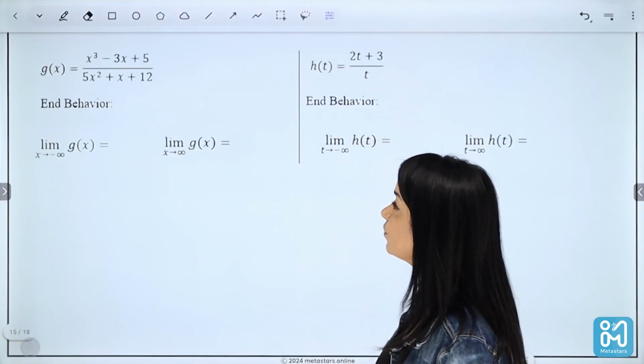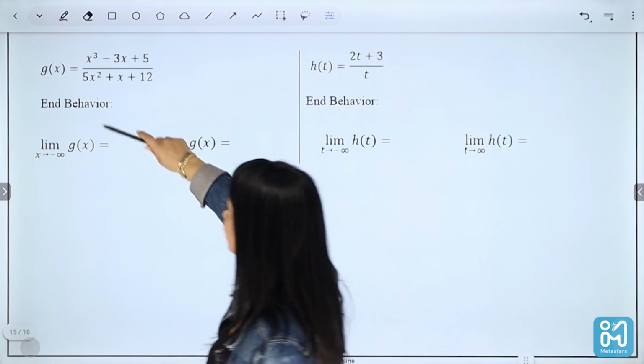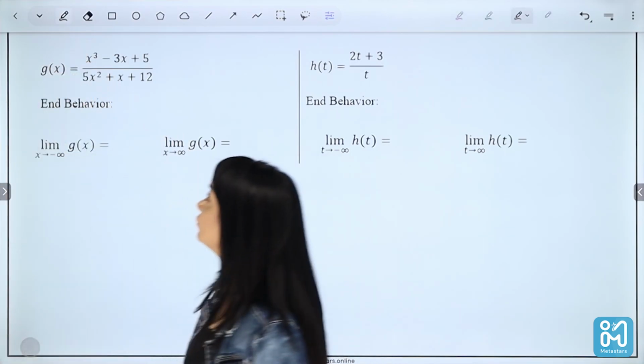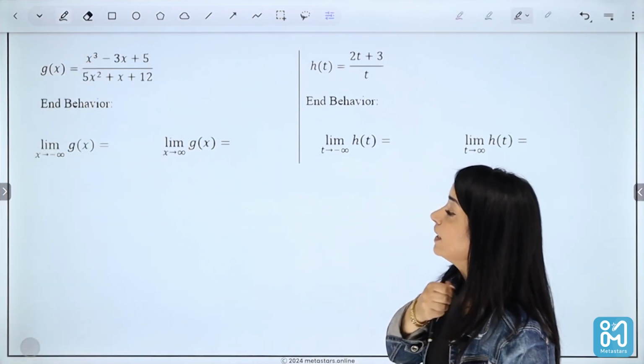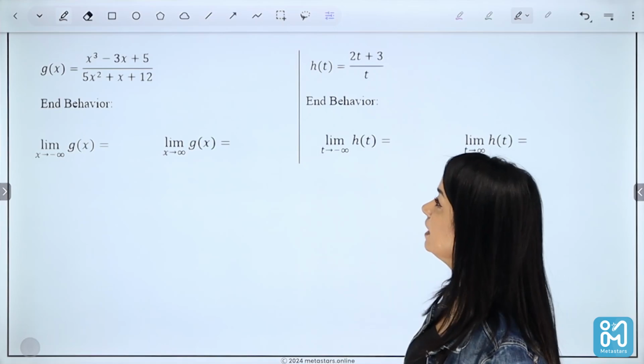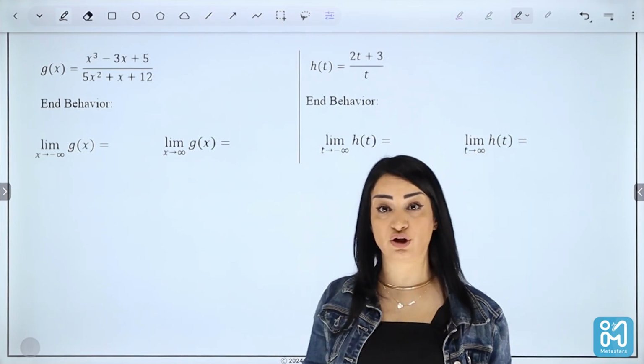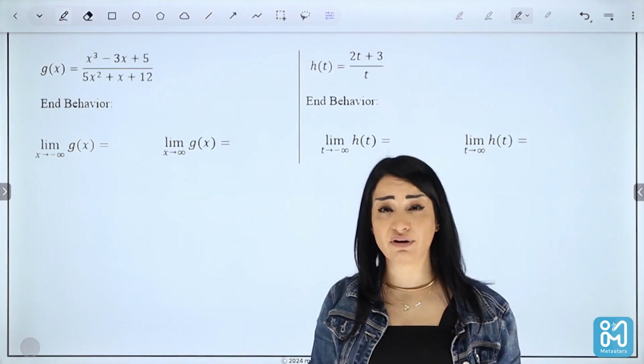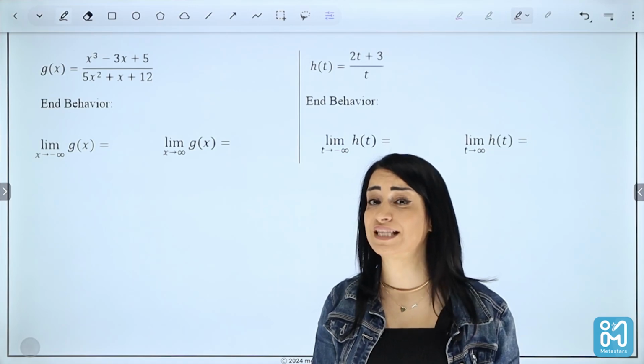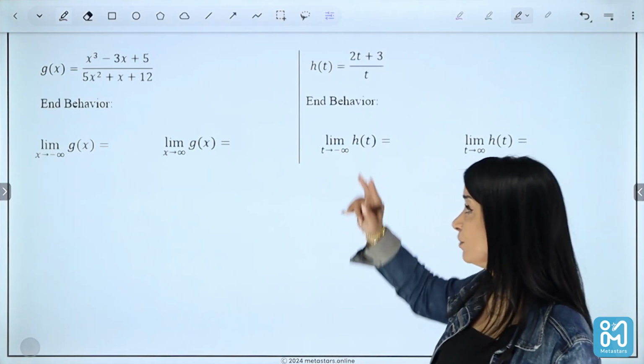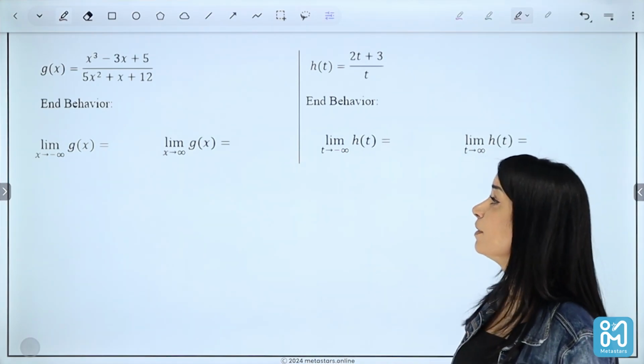Okay, let's do this one. So what we can see here? We need to find the limits. Here, for the end behavior, the numerator's degree is more than the denominator's by 1. So directly here, we will get a slant asymptote because the numerator is greater than the denominator by 1.